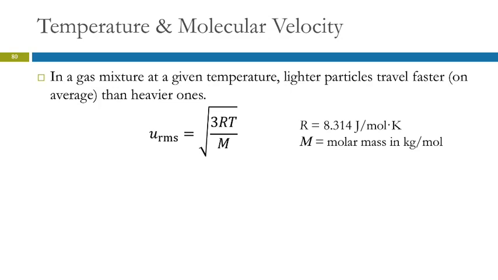We can actually calculate the average speed, and it is related to the molar mass of the substance. So the root mean square velocity is equal to the square root of 3 times the ideal gas constant times the temperature, and that's got to be in Kelvin. And capital M here is the molar mass, but it needs to be in kilograms per mole in order for these units to work out. And we're going to use a different set of units on R, 8.314 joules per mole Kelvin instead of liter atmospheres per mole Kelvin.